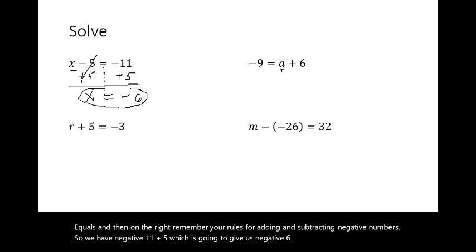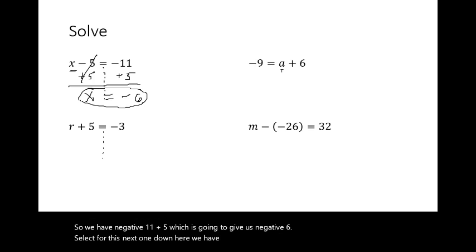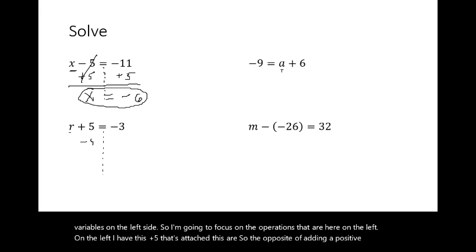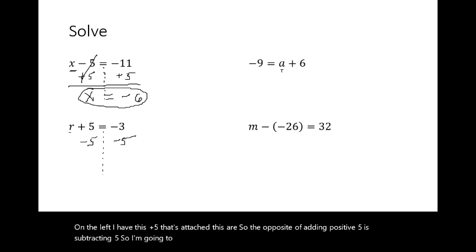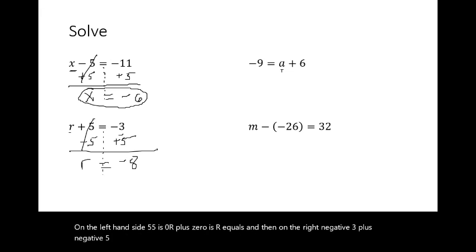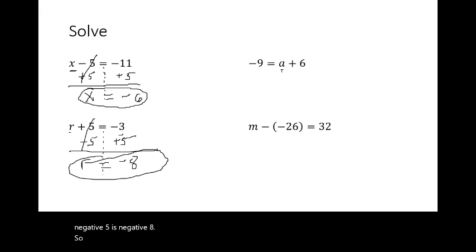So then for this next one down here, we have r plus 5 is equal to -3. So again, the variable's on the left side, so I'm going to focus on the operations that are here on the left. On the left, I have this plus 5 that's attached to this r, so the opposite of adding a positive 5 is subtracting 5. So I'm going to subtract 5 from both sides. On the left-hand side, 5 minus 5 is 0. R plus 0 is r. Equals, and then on the right, -3 plus -5 is -8. So r equals -8 is your final answer.